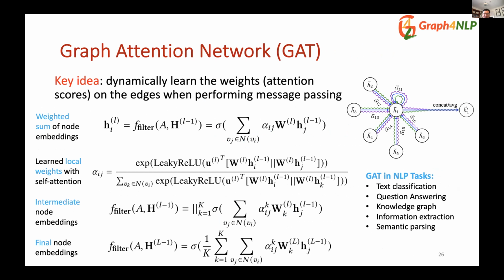But in reality, maybe not, right? Maybe some nodes are more important compared to other nodes. Therefore, dynamically learning these weights and then performing a weighted average of all the node embeddings definitely makes sense. To achieve that, they borrow some ideas from the transformer, using self-attention to learn a local weight, and then they compute that to generate the final node embedding. GAT is probably the second most used graph neural method in all the NLP tasks.